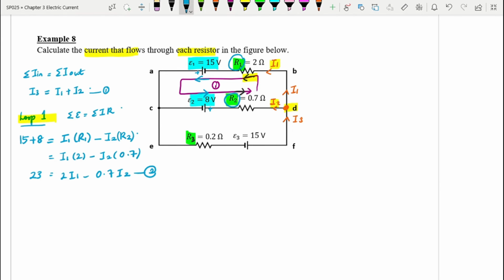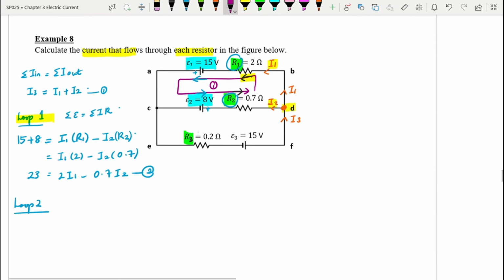Sekarang kita nak buat loop 2 pula. Loop 2, so nak buat direction ke mana? Depends lah. Okay, kalau saya akan ikut banyak direction of current. So, saya punya loop akan jadi in this direction, masih lagi anti-clockwise. That is loop 2. Okay, so kita laju sikit. Macam mana nak totalkan EMF. EMF tu satu sahaja. EMF tu akan jadi negatif. Jadi, dia jadi negatif 8 dekat situ. Okay, sebab dia ke arah negatif terminal. Ke sini. Dan ini negatif.